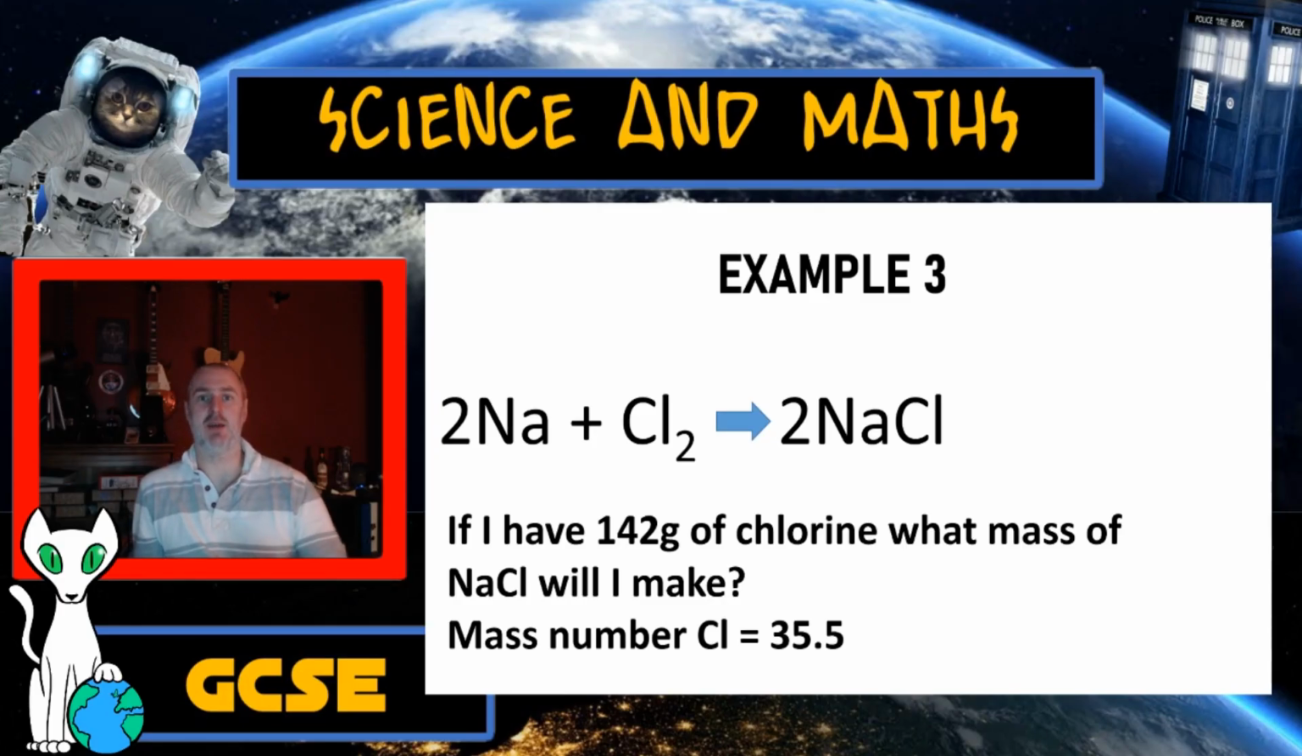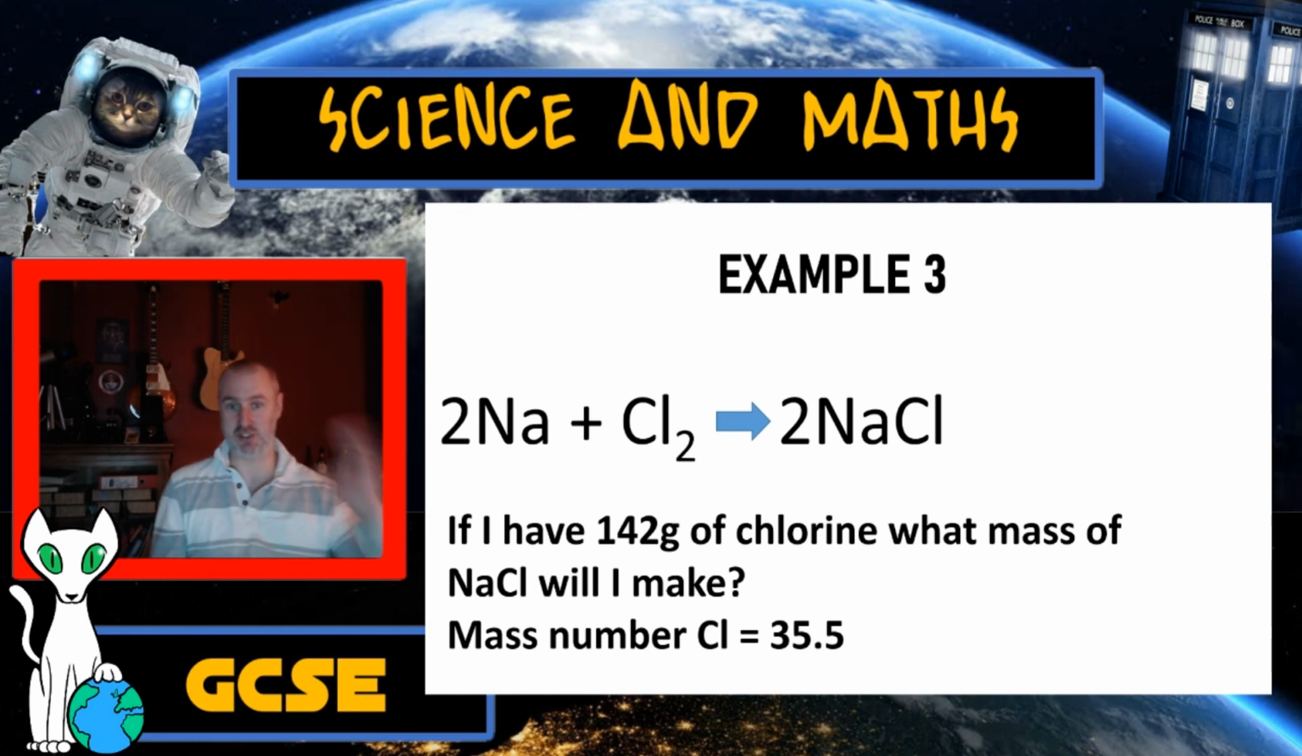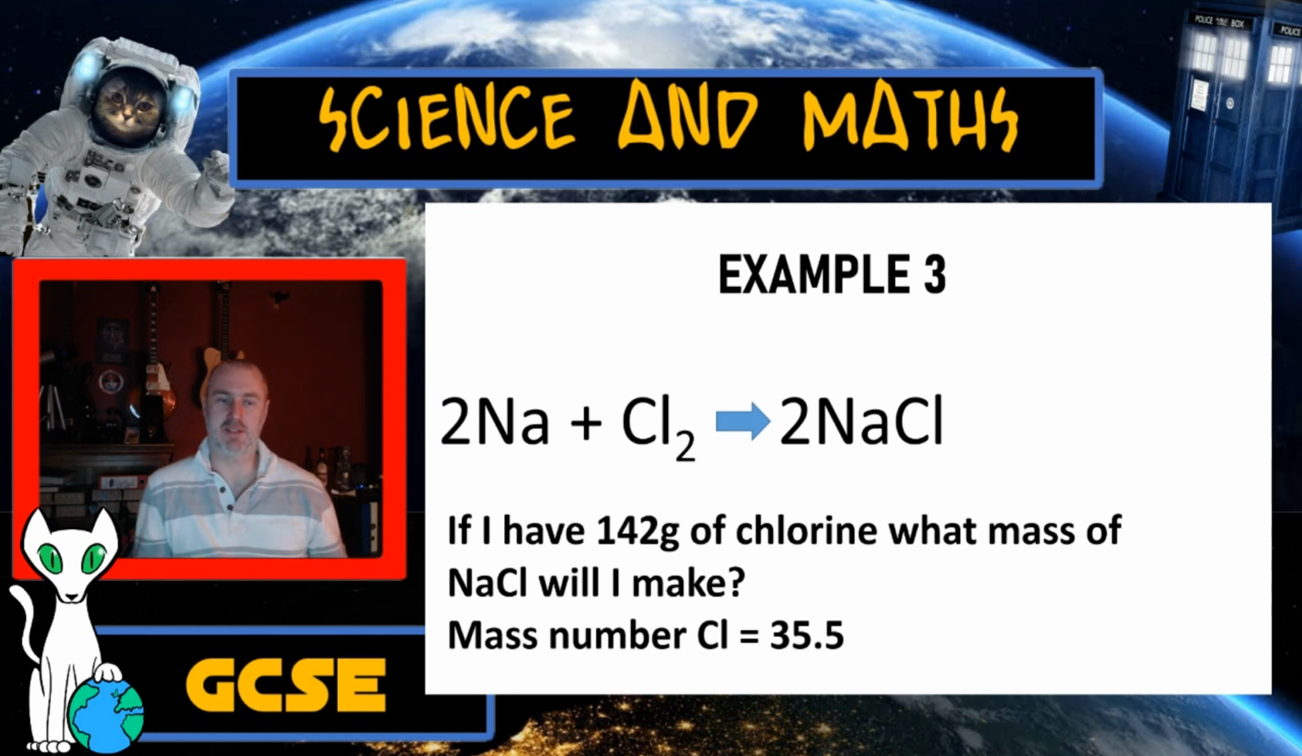So question 3, and this time we're going to use a different equation. This time we're going to use the reaction of sodium with chlorine to make sodium chloride. And we are told that I need 2 moles of sodium to react with 1 mole of chlorine gas, and that will produce 2 moles of sodium chloride. That's the ratio. It's a 2-to-1-to-2 ratio. Now, if I have 142 grams of chlorine, what mass of sodium chloride will I make?